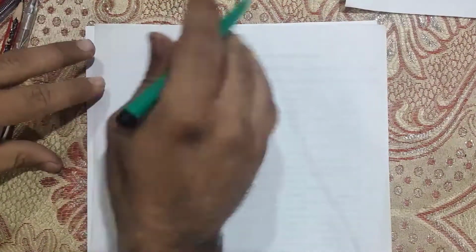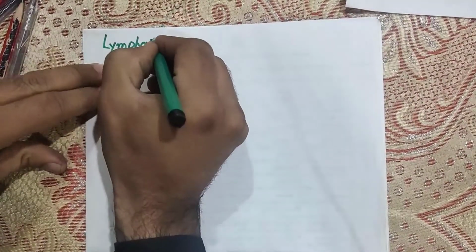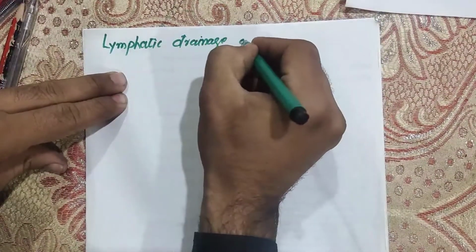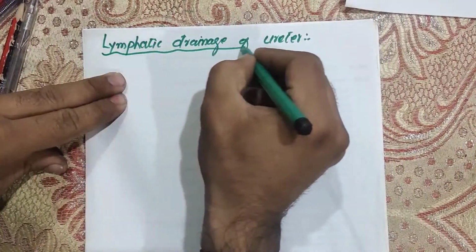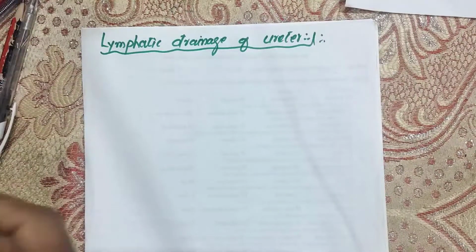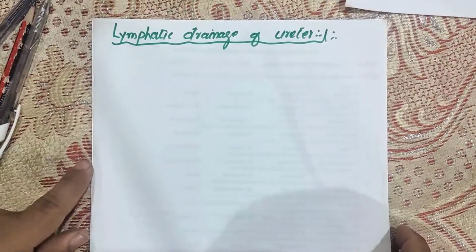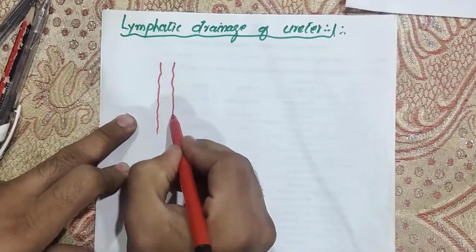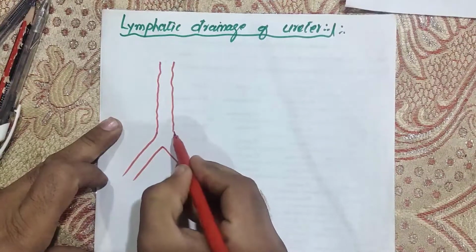Let me use the same color as the lymphatic fluids. So let me write here: lymphatic drainage of ureters. Look carefully. In order to understand this, we will draw a diagram, and from that diagram we will clear all those lymphatic drainages. So friends, there is your abdominal aorta, and then there are the common iliac arteries, right?